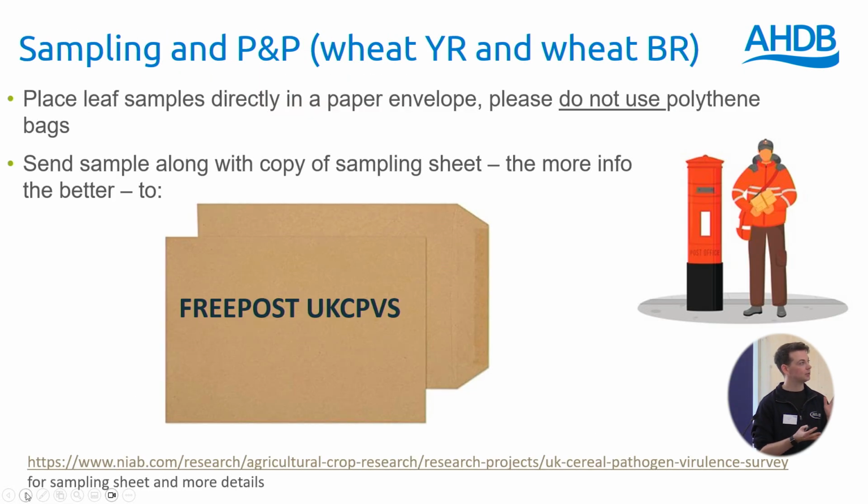With your sample, put the sampling sheet in the envelope, a paper envelope, no plastic, please. Then use the words Free Post UKCPVS on the front. If you write anything else, this may get held back by the Royal Mail, and by the time we get the sample, it might not be the best sample to process, so we might not be able to get an isolate from it. So no plastic bags, paper envelopes, and only Free Post UKCPVS on the envelope, and then we're off to a great start. If you could send us in a sample this year, that'd be really helpful.